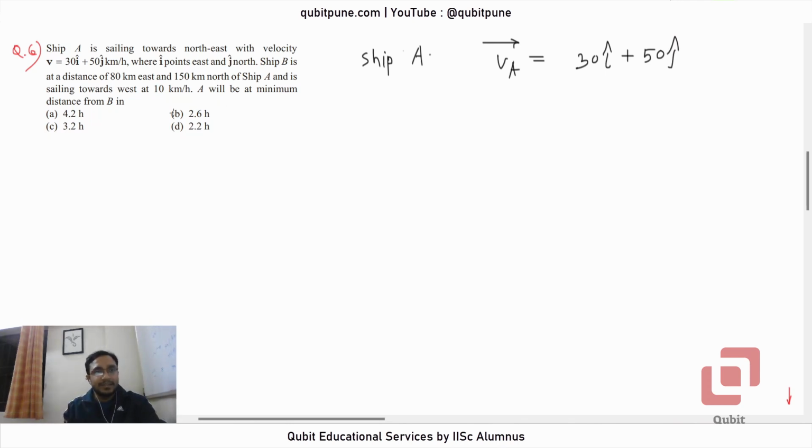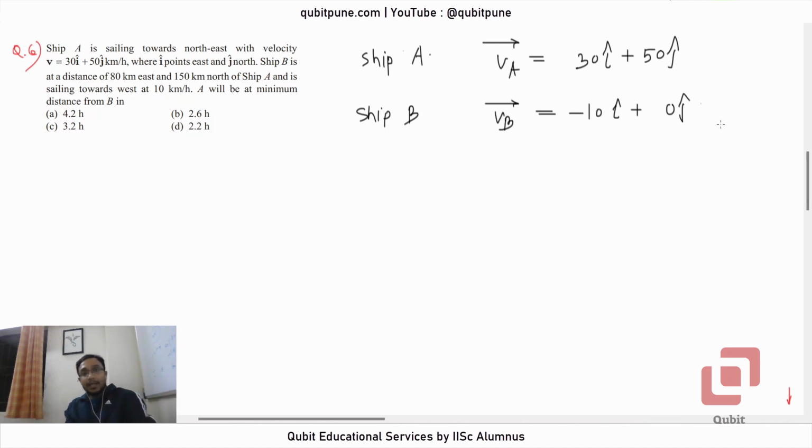Northeast. Okay. Ship B is at a distance of 80 kilometers east and 150 kilometers north of ship A and is sailing towards west at 10 kilometers per hour. Okay, ship B, that is VB bar. What is VB bar now? VB bar is towards west, so that will be negative 10 i cap plus 0 j cap. Did you understand this? Converting information into vectors?